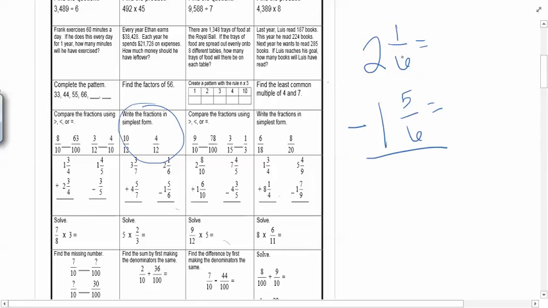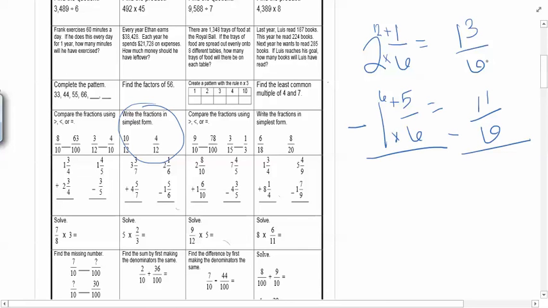Okay, and remember when I said you want to turn a mixed number to an improper fraction, you multiply the denominator by the whole number, and whatever answer you get from that product, you add it to the numerator. So for example, 2 times 6 is 12, and 12 plus 1 is 13, and my denominator stays the same. Same with this one. 6 times 1 is 6, plus my numerator 5 is 11. I have 11 sixths.